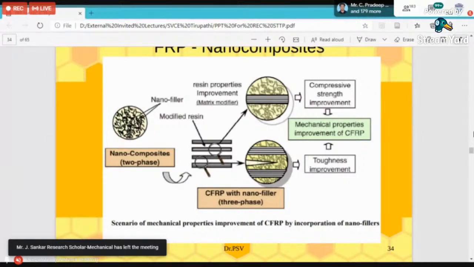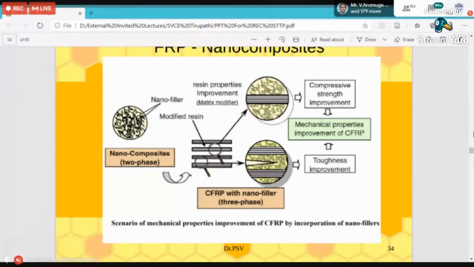Hello. When you are making the fiber reinforced material, there are three phases. One is fiber, another one is the binder, another one is the nanoparticle. So these three phases are likely to give added property to the material. So you can increase the property as you like with the fiber reinforcement. One is the glass fiber reinforcement, carbon fiber reinforcement, Kevlar fiber reinforcement, and hybrid fibers. You can mix two fibers together in a matrix. That also can be used.